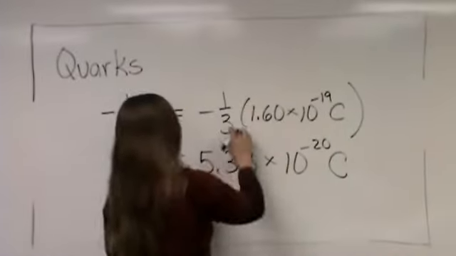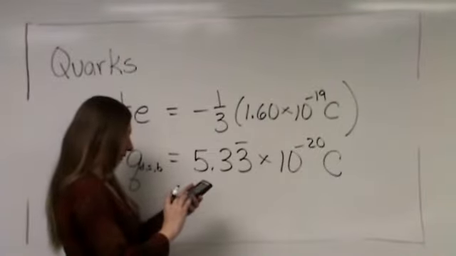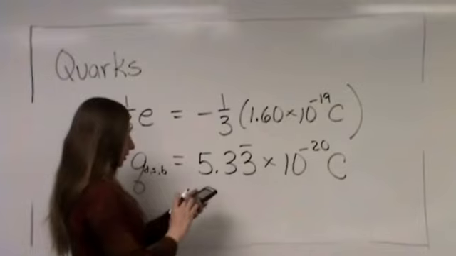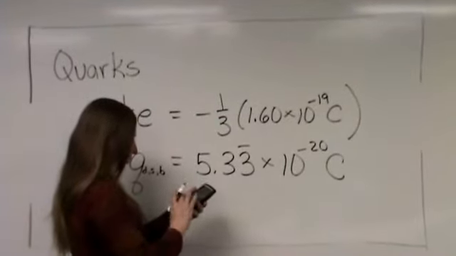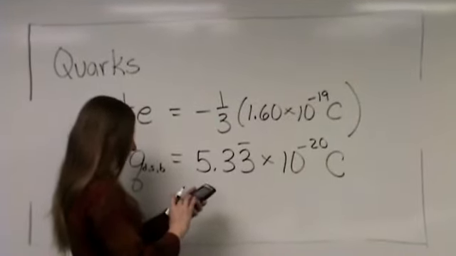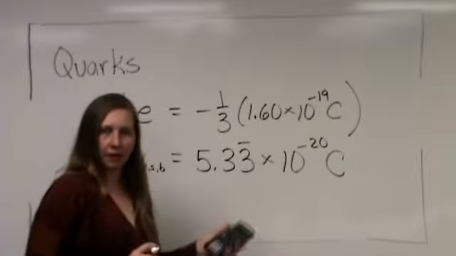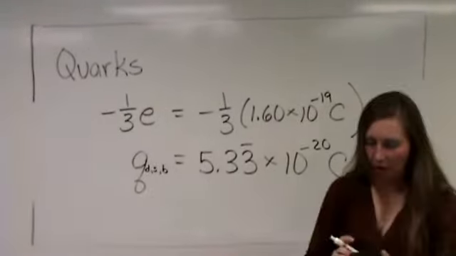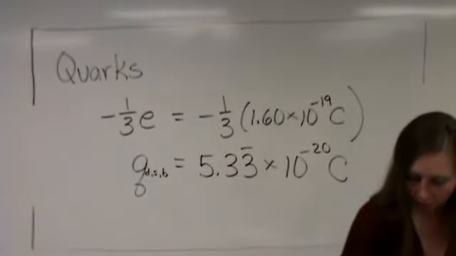Or you could say 1 divided by 3, do that first, equals 0.33333. Now multiply that times 1.6 second E negative 19. You get the same answer. Two different ways to approach the math. Not really a big deal there.